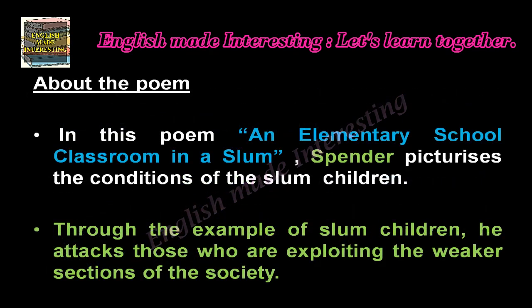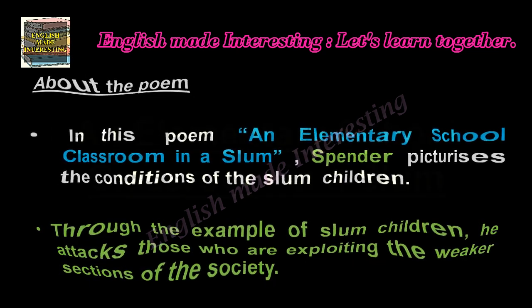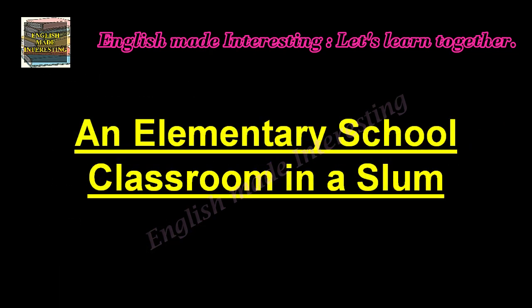About the poem. In this poem, An Elementary School Classroom in a Slum, Spender pictures the condition of the slum children. Through the example of slum children, he attacks those who are exploiting the weaker sections of society. Now, over to the explanation of the poem.